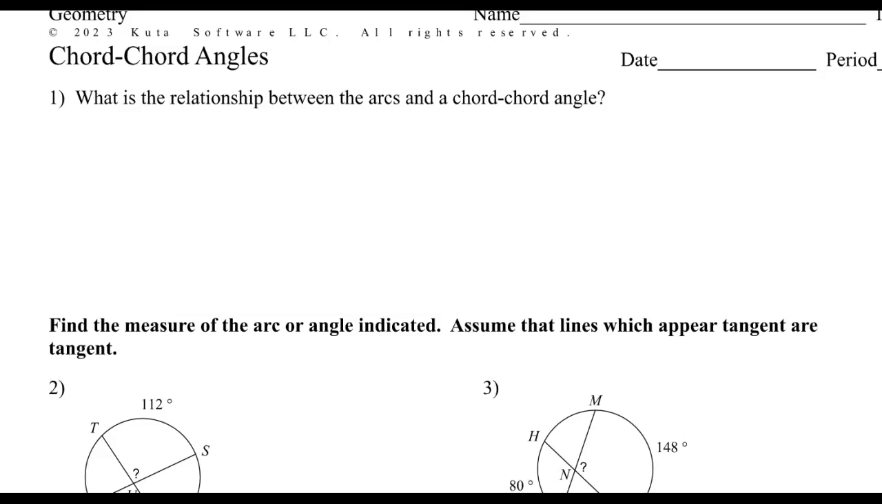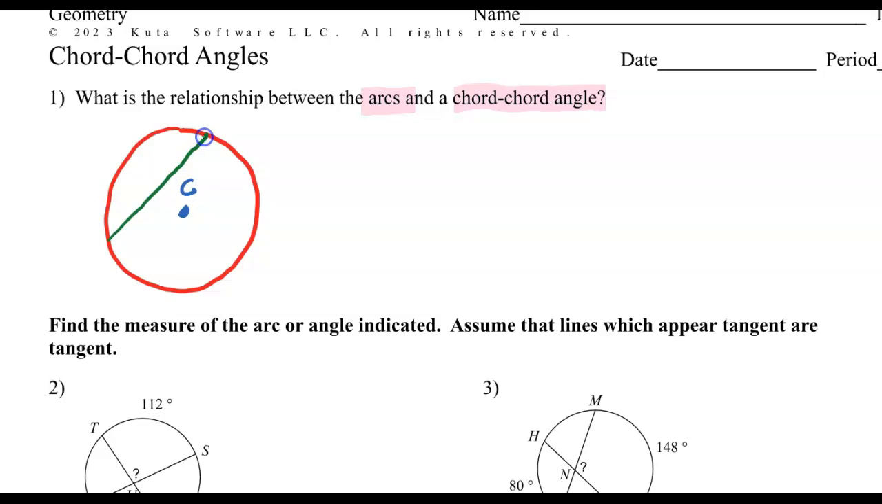Hello geometry students. Today's learning target is to find the relationship between a chord angle and its arc. So let's draw a picture here. I'm going to put C for the center, and I'm going to draw these two green chords. And the goal here is to find this angle I just marked in black.